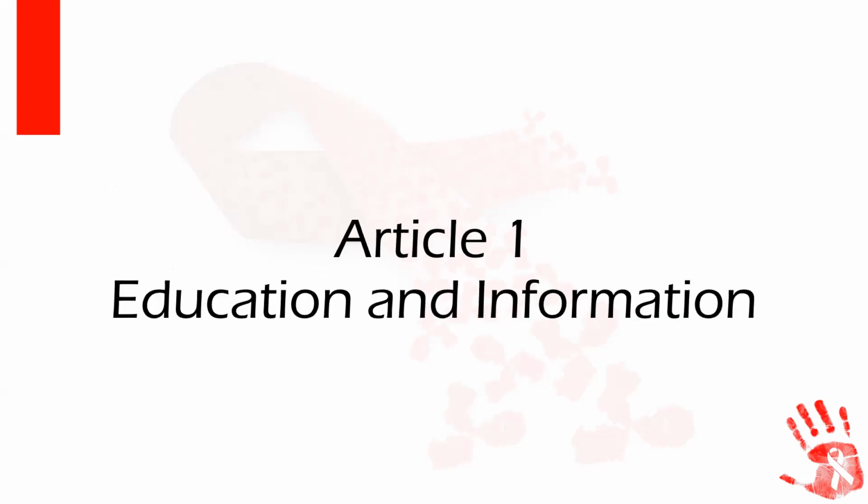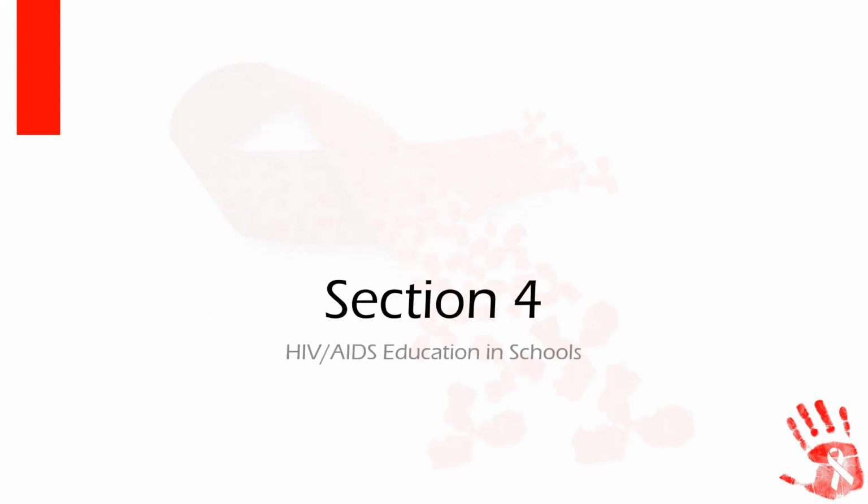Now, this law, RA 8504, is divided into articles. Article 1 is all about education and information. Section 4 of Article 1 of the law is all about HIV/AIDS education in schools. Take note, guys, that the CHED, DepEd, and TESDA shall educate students regarding the causes, mode of transmission, and the way how to prevent HIV and AIDS.